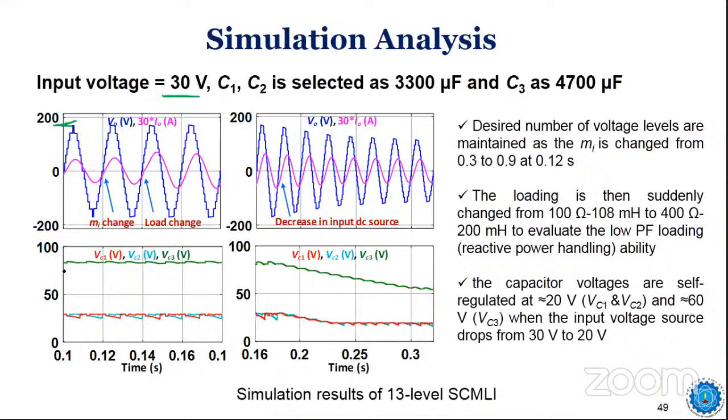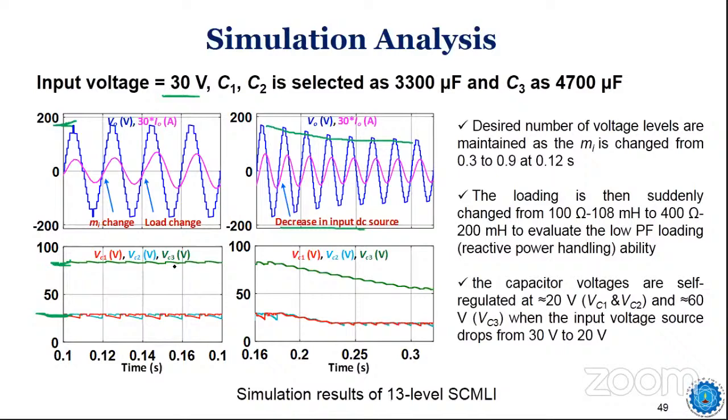And the capacitor voltages, as I told you, two capacitors are maintained at the input voltage. One capacitor is at 3 times the input voltage. That is also naturally maintained without any closed loop control. So these are tested under dynamic conditions. Suddenly, when the input voltage is decreased from 30 volt to around 20 volt, you see the output voltage is also reduced accordingly without any disturbance.